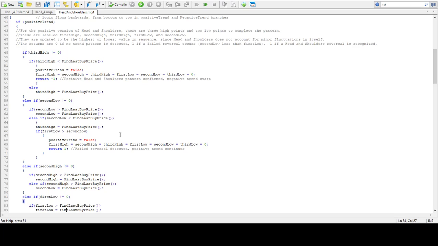Now in second low, when it starts rising again, we compare first low to second low. If the second low is actually less than the first low, then we have a failed trend reversal according to the top dog trading video. So we return a 1 because the trend will remain positive.